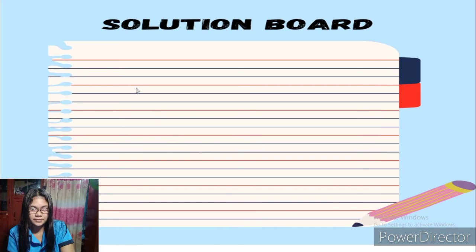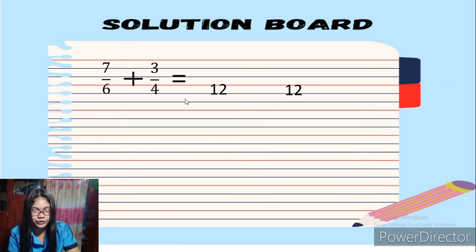Ito yung solution niya. So, 7 over 6 plus 3 over 4. So, think ka ng number na kapag dinivide mo sa 6 or sa 4, whole number pa rin. Ang sagot is 12. So, yun yung magiging denominator.